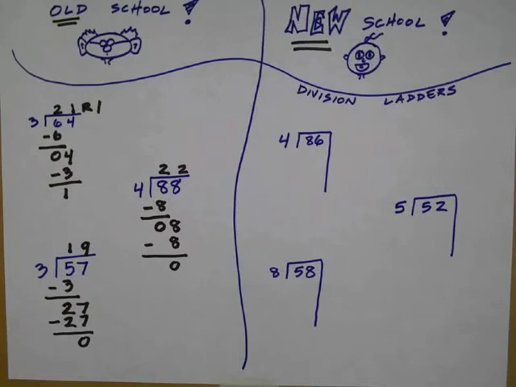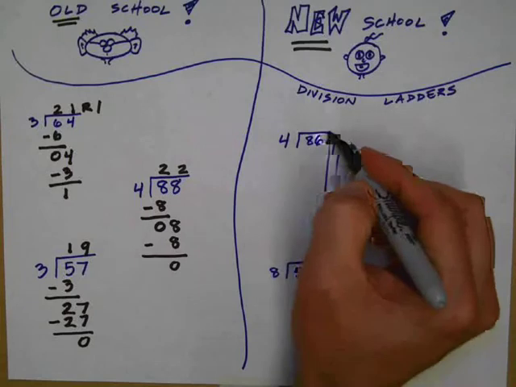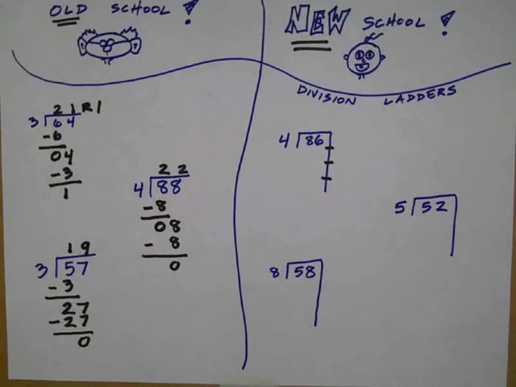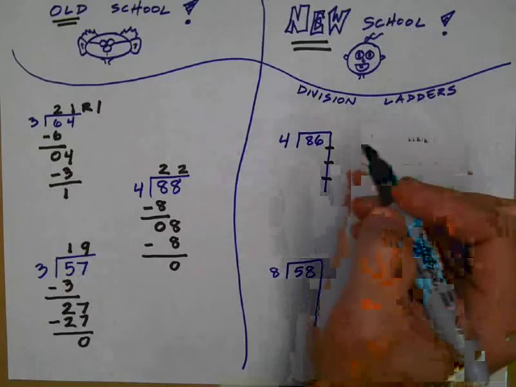Now, the new school, represented by this New Year's baby up here in the corner. Division ladders. All we do is we extend the normal division sign and we add some rungs to the ladders, steps that you might take. Division ladders will help anyone with division who is either confused by the old school way or is not quite comfortable with their facts, because it involves a little bit of guessing and checking. So what we think of 86 divided by 4. How many 4 times what number might be close to 86? You can choose any number you're comfortable multiplying by.